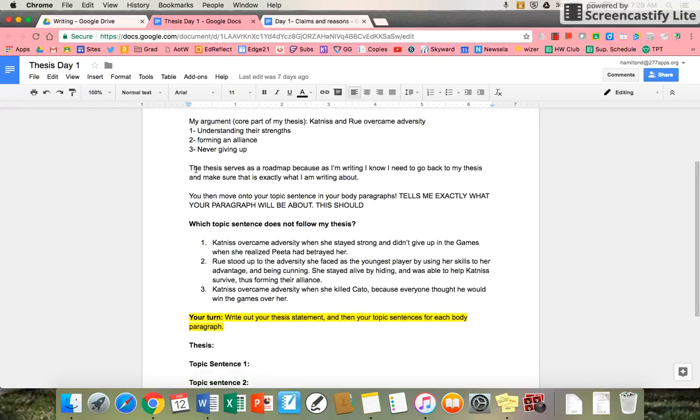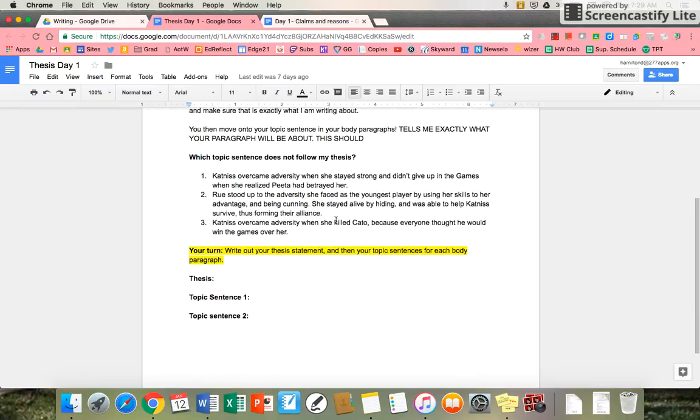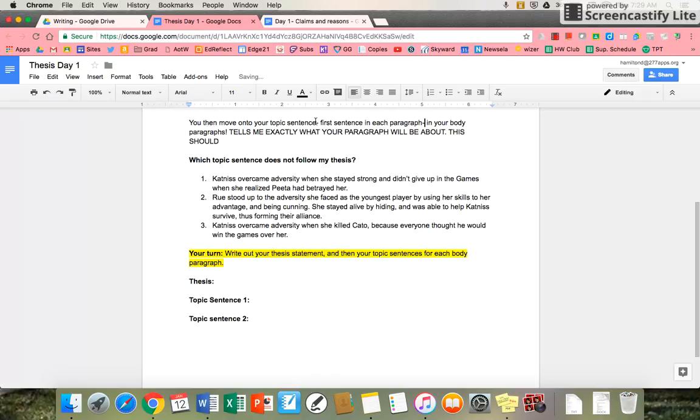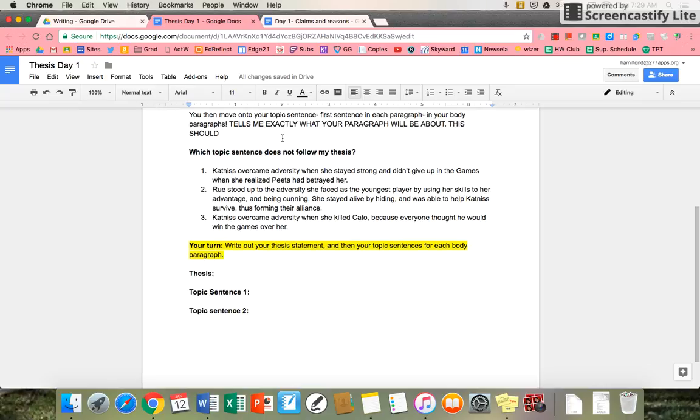Remember, your thesis serves as your roadmap because I know what I'm writing about. I can go back to my thesis and double check, hey, is this what I'm writing about? Is this not what I'm writing about? How do I need to fix it? You then move on to the topic sentence, which is the first sentence in each paragraph. This tells me exactly what your paragraph will be about.